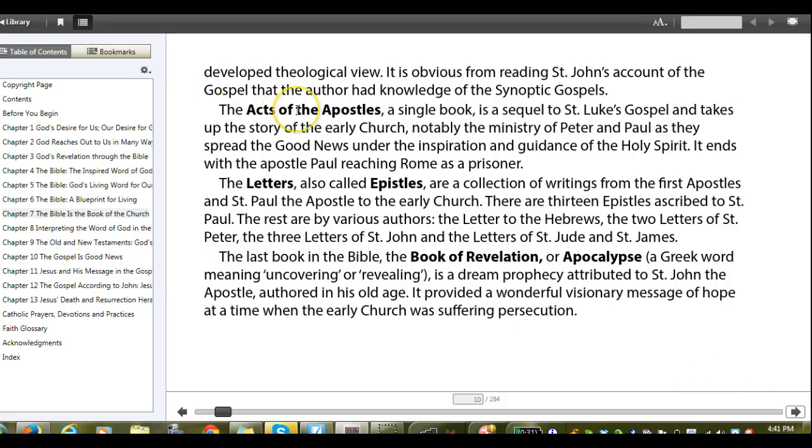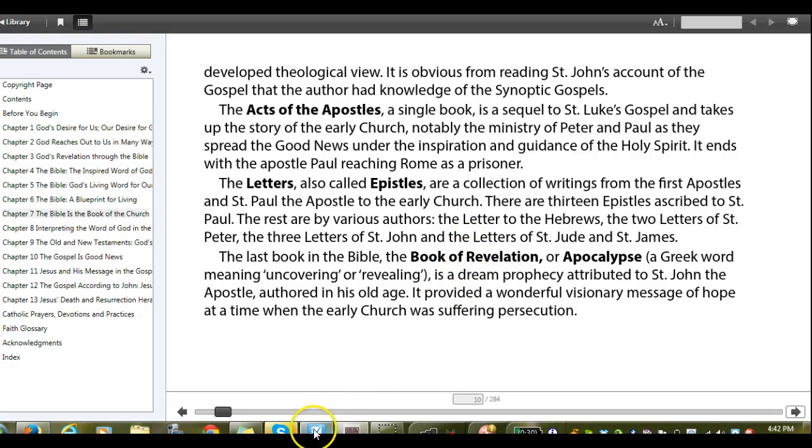Then we have the Acts of the Apostles, which is also written by the same person as the Gospel according to St. Luke. And it tells about the life of the early church. Then we have the letters. Another word for letters is epistles. And these are writings from the first apostles and St. Paul, the apostle. And there are 13 epistles, and then there are letters that some people think were written by Paul, but through biblical scholarship, they feel now that they were not written by Paul, as well as the Catholic letters in the very back. Then the book of Revelation.